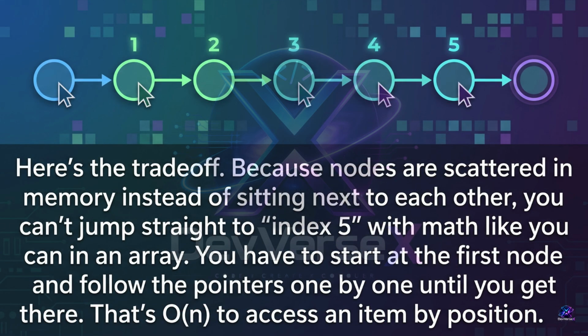Here's the trade-off. Because nodes are scattered in memory instead of sitting next to each other, you can't jump straight to index 5 with math like you can in an array. You have to start at the first node and follow the pointers one by one until you get there. That's O(n) to access an item by position.